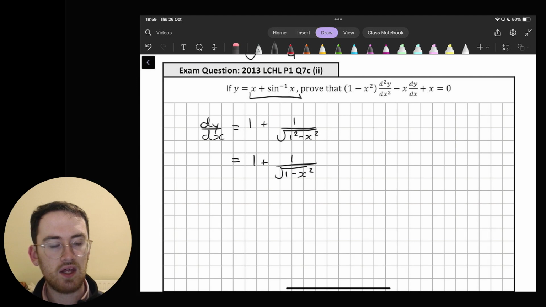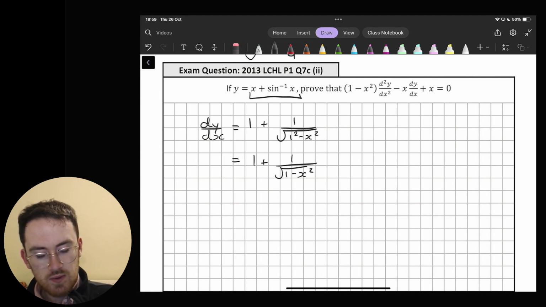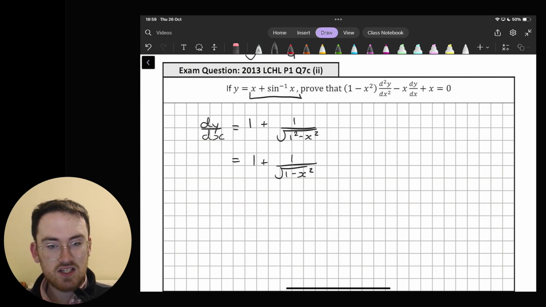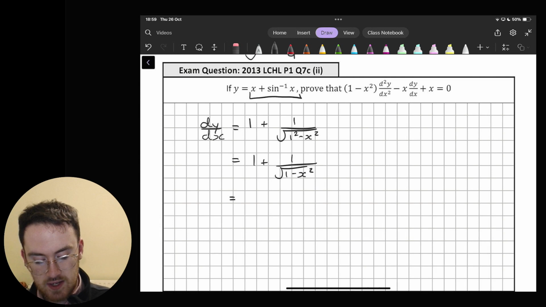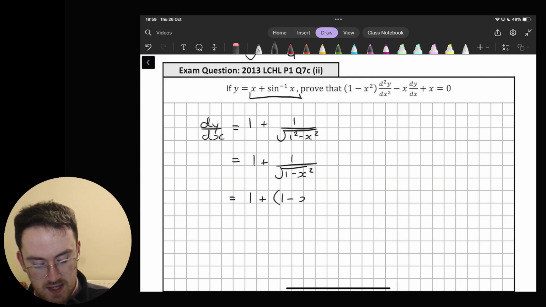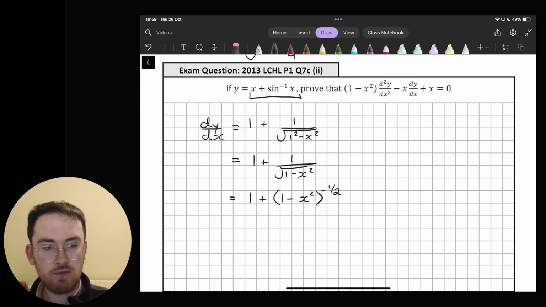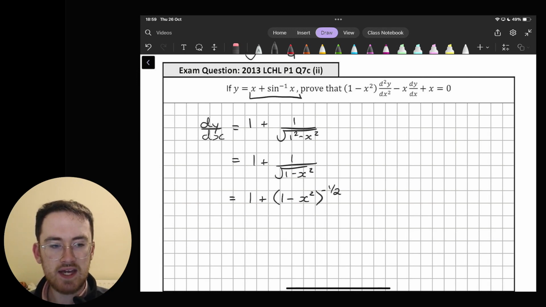Okay. So for this one, we also have to find the second derivative. In order to find the second derivative, I'm going to rewrite my expression here as 1 plus (1 minus x squared) to the power of minus a half. So the half part means it's a square root. The minus means that it was on the bottom of a fraction.